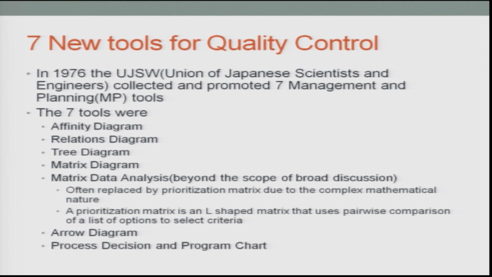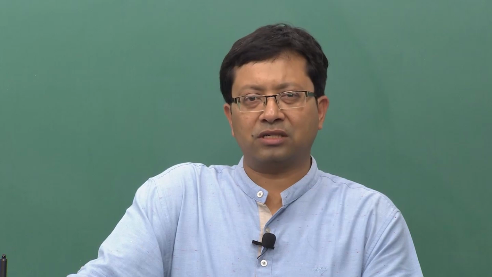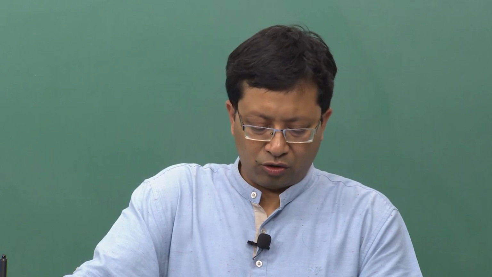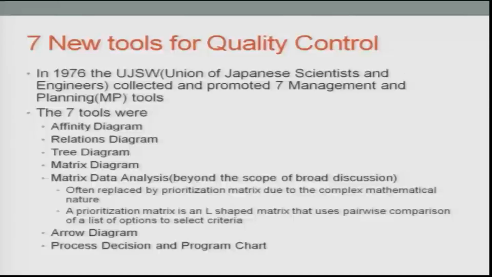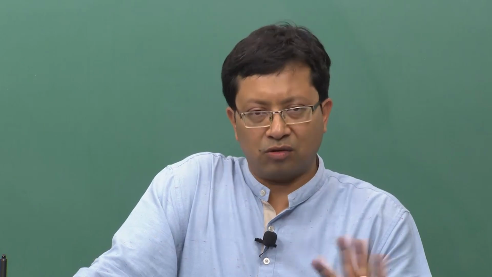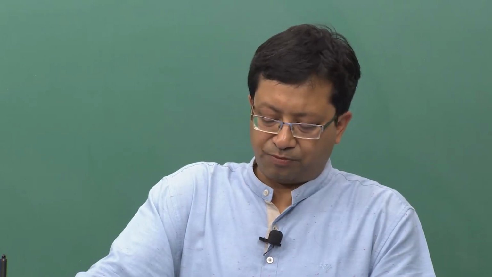So, often it is replaced by prioritizing the matrix due to the complex mathematical relationship which may happen between the cause and effect, and you may be able to utilize different types of brainstorming sessions, different types of Pareto charts, different types of quality control charts in order to make a simplistic viewpoint of how matrix data analysis can be utilized. And continuing with the matrix data analysis, a prioritization matrix in an L-shaped matrix should be utilized in pairwise comparisons, like cause 1 and cause 2, or say for example x and y. You want to understand what the relationship is and how it affects the overall quality in the whole scheme of things. So, they use pairwise comparison of a list of options to select the criteria.